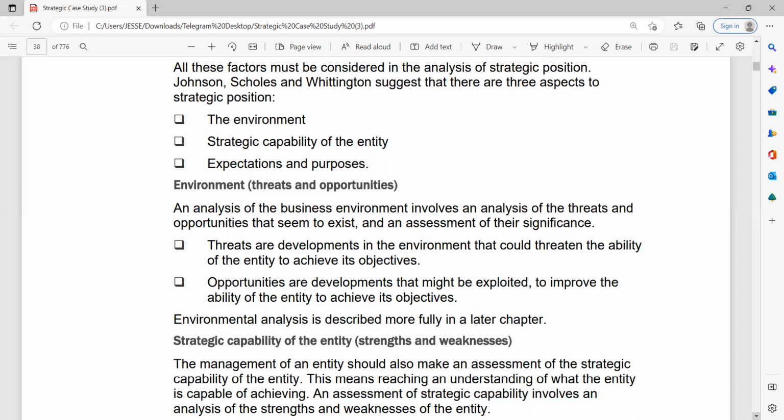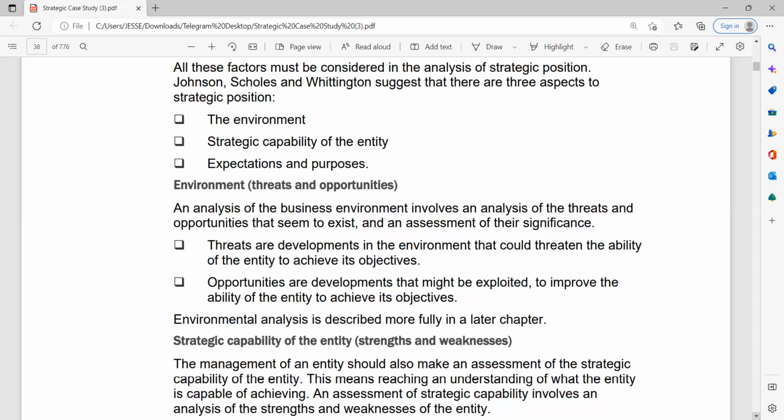An analysis of the business environment involves an analysis of the threats and opportunities. So here you are looking at the threats and opportunities, which relate to what? The external environment. Very, very important. So what are threats? Threats are negative events that could pose a huge resistance to the objectives of the entity. Anything that poses a resistance to the objectives of the entity is a threat.